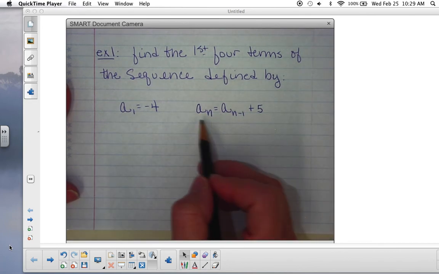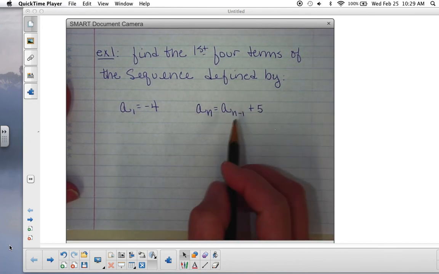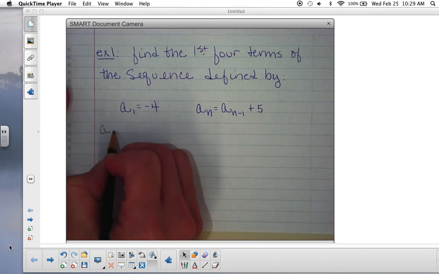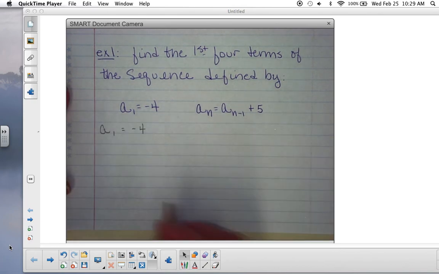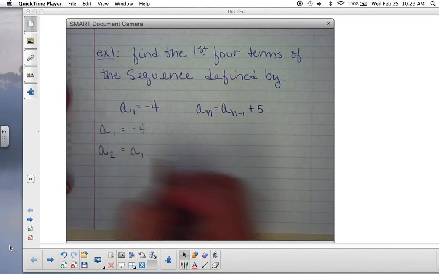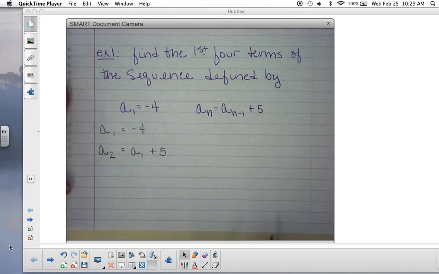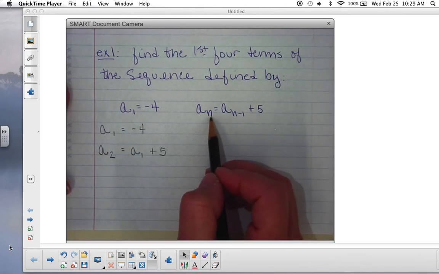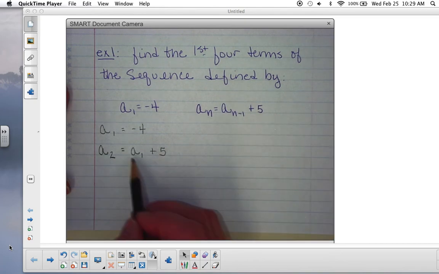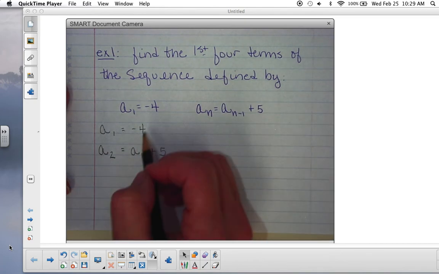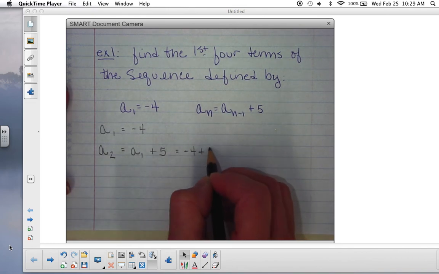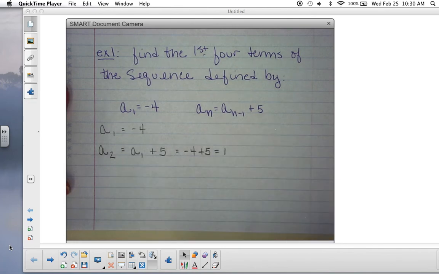The part that's confusing is this. What is this a sub n minus 1? So all that means is my first term is negative 4. But when I go to find my second term, it's going to look like this. That's what that's saying. Whatever this number is, suppose it's a 2, that's 2 minus 1, which is 1. And what is a sub 1? A sub 1 is negative 4. So I'm going to put negative 4 in where a sub 1 was, and my answer here is 1.